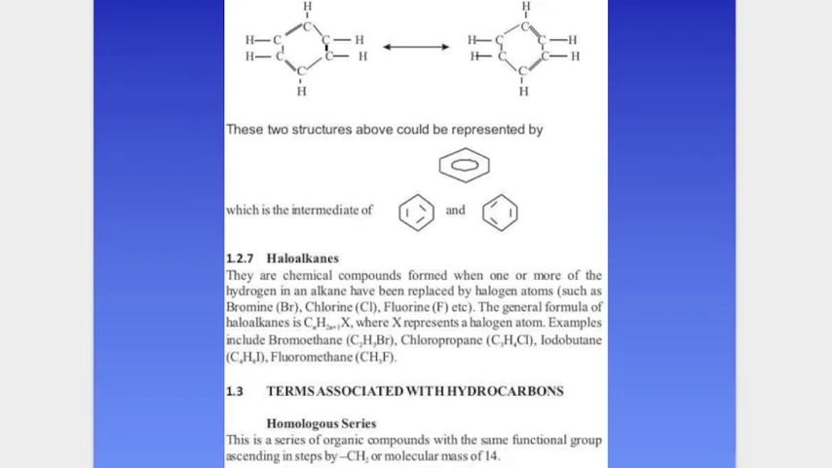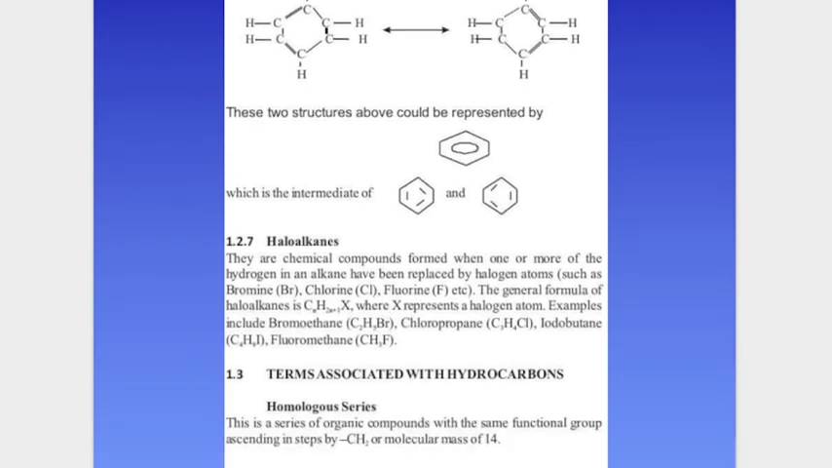We now go into haloalkanes. They are chemical compounds formed when one or more of the hydrogens in an alkane have been replaced by halogen atoms, such as bromine, chlorine, fluorine, and the rest of them. The general chemical formula for your haloalkanes is CnH2n+1X, where X represents a halogen atom. The examples of these haloalkanes include your bromoethane, your chloropropane, your iodobutane, your fluoromethane, and the rest of them.